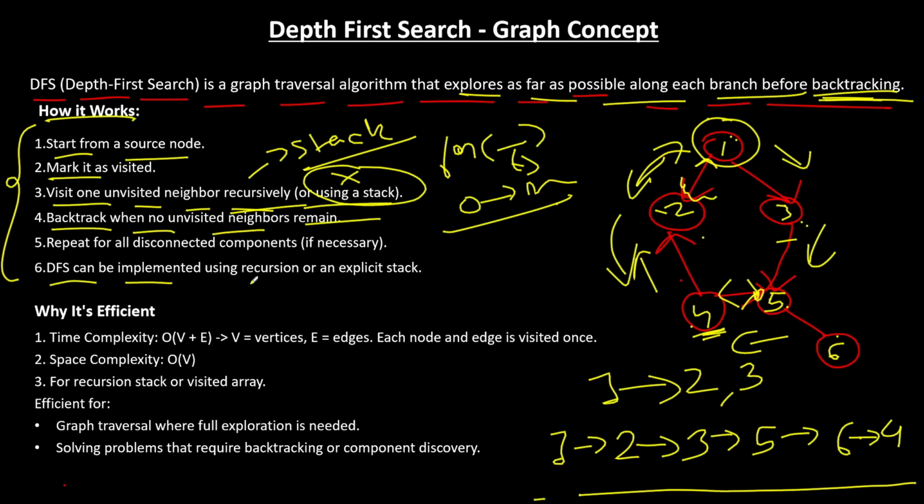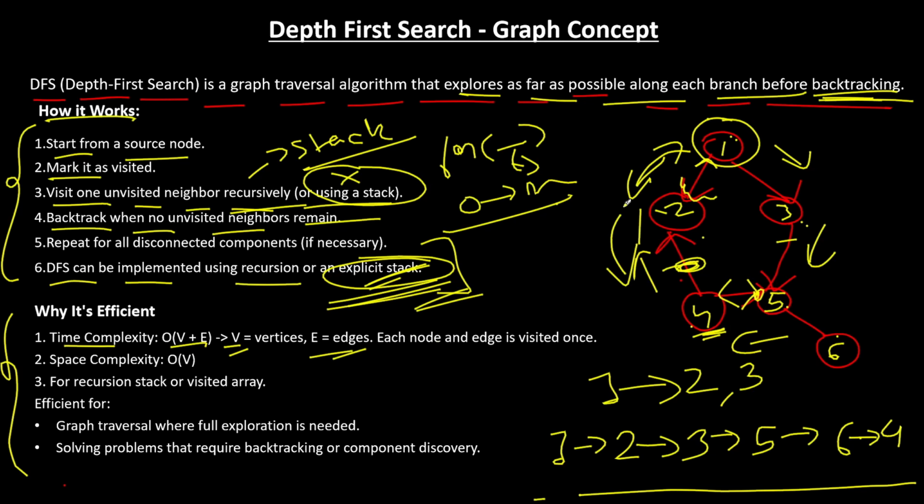And DFS can be implemented using recursion. It is not necessary to use an explicit stack. It's an uncommon practice, but I have written here that if you want to use one, you can. And why is it efficient? The time complexity comes out to be V plus E. V means vertices, E means edges. These are the edges. These are the vertices, which are also called nodes. And each node and edge is visited once. Therefore, the time complexity comes out to be V plus E.